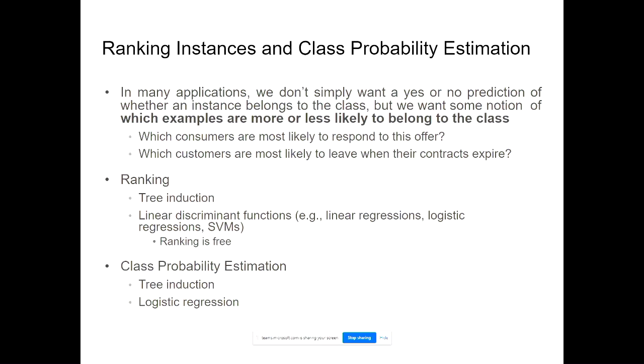So for example, we might want to know which customers are most likely to respond to an offer. Okay? Which customers are most likely to leave a telecommunications company when their contracts expire. And why this might be useful to have a probability instead of simply a yes or no is because there might be only a certain amount of resources available for intervening in those cases where, say, a customer is likely to respond to an offer.